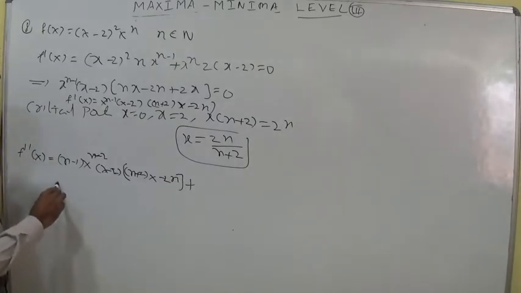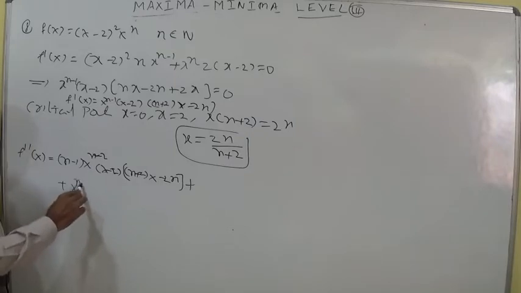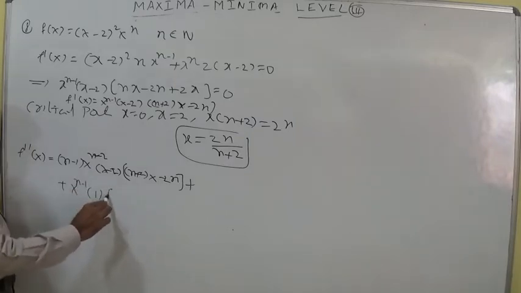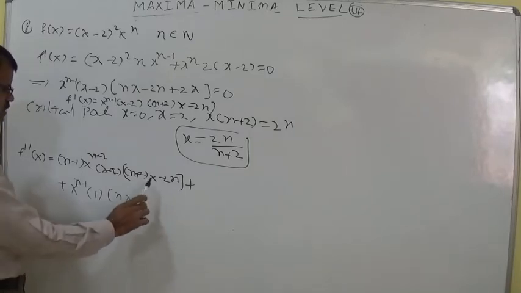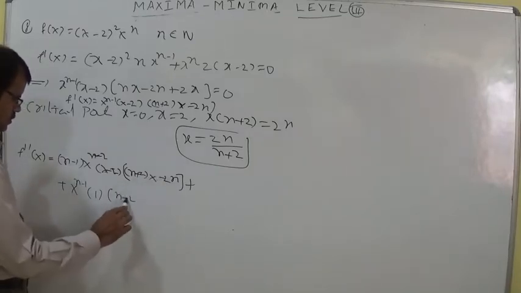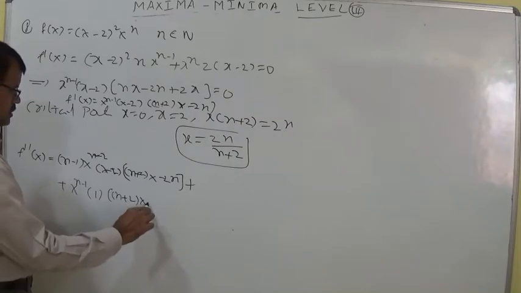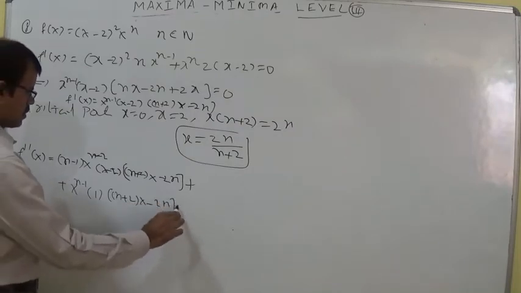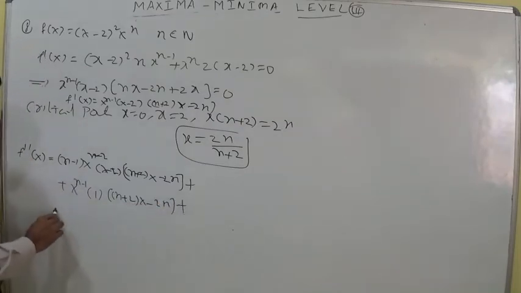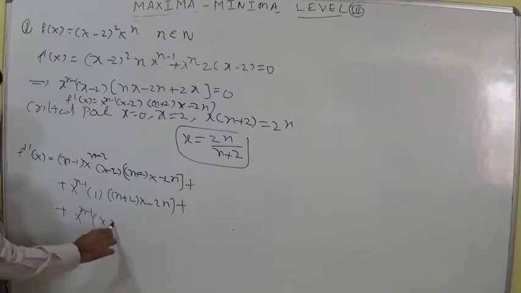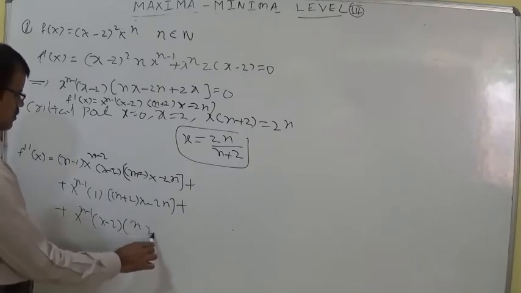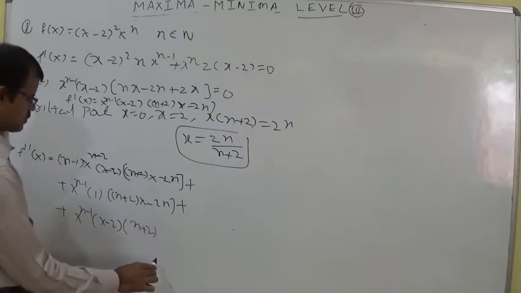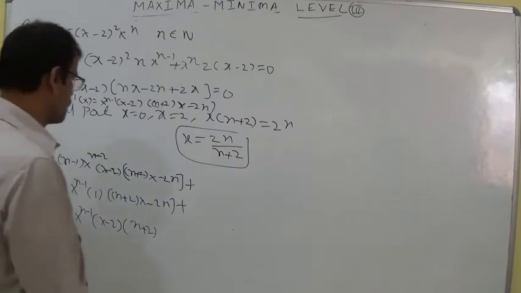Let us discuss the second function's derivative. x^(n-1) into 1 into ((n+2)x - 2n). Plus, the third function's derivative I am writing here: x^(n-1) (x-2) into (n+2), simply. Here n plus 2, if you write here.